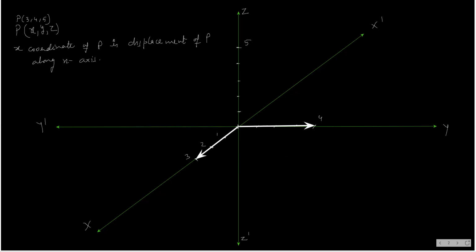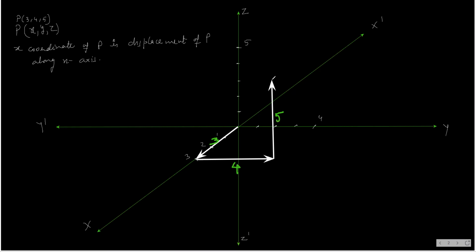In the direction of y-axis, you move 4 units. And then in the direction of z-axis, you move 5 units. In the direction of z-axis here. So now you all can understand, this is 3. In the direction of x-axis, 3. In the direction of y-axis, 4. And then in the direction of z-axis, 5. So 3, 4, 5. So where is point P?